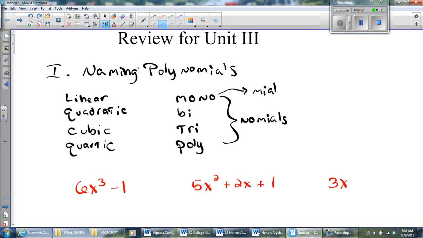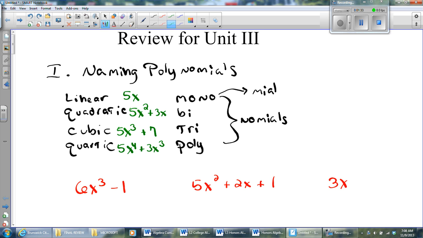First thing we have to know is how to name our polynomials. And remember, we have different types. We have linear ones, which means the highest power is 1. So for example, like 5x, there's a 1 there. Quadratic, where the highest power is 2, like 5x squared plus 3x. Yes, there's an x to the first power, but the highest power is 2. Cubic means the highest power is 3. So if I had 5x cubed plus 7, that would be a cubic example. And then quartic means the highest power is 4. So 5x to the fourth plus 3x cubed. The highest power is 4, so it's quartic.